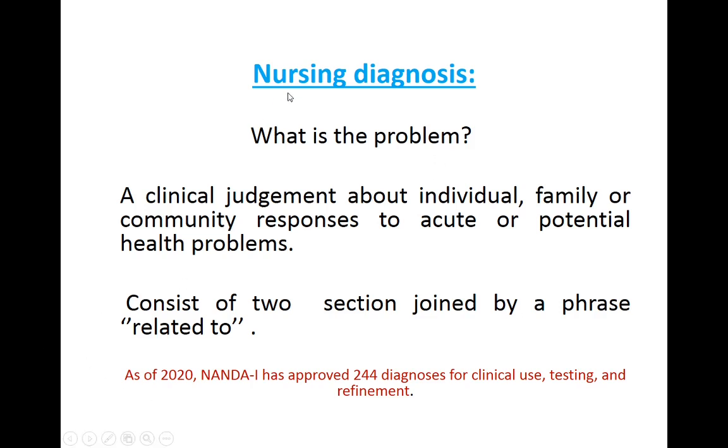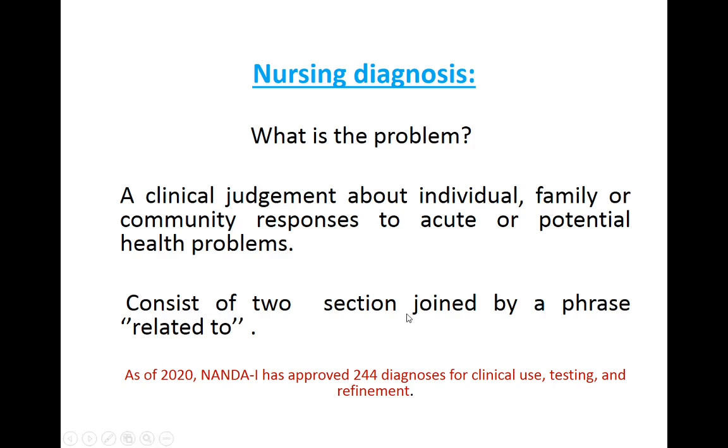If you define nursing diagnosis, what is the problem? It is a clinical judgment about individual, family or community responses to actual or potential health problems. Whatever the problem is, we give a terminology, we give a term to that problem. Clinical judgment of the problem, that is nursing diagnosis.